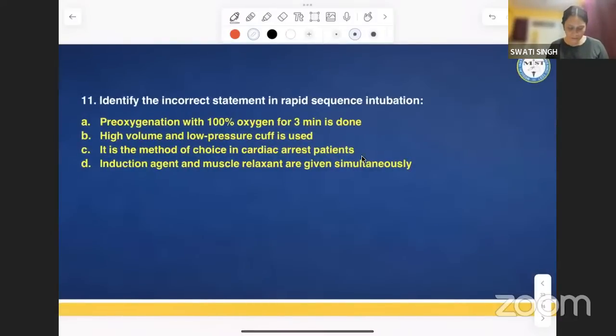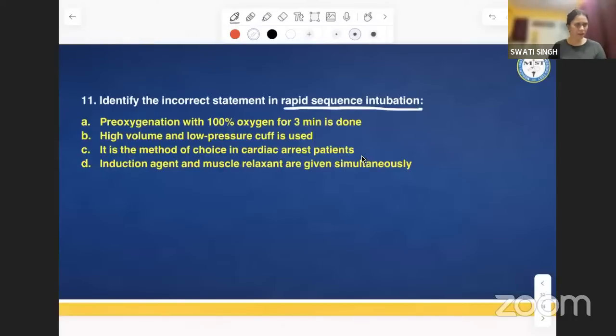Identify the incorrect statement in RSI. It is a question based on RSI, rapid sequence intubation. Pre-oxygenation with 100% oxygen is done. High volume, low pressure cuff is used. It is the method of choice in cardiac arrest patient. Induction agent and muscle relaxants are given simultaneously. Which is the incorrect statement?